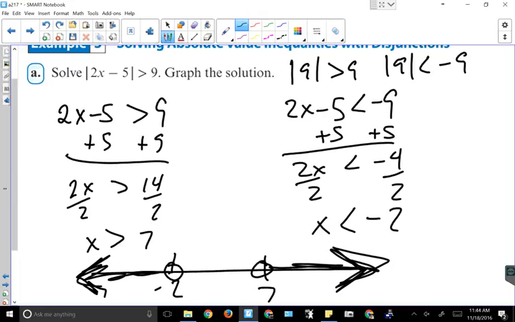Let's pick a number that's between -2 and 7, because that shouldn't work. So give me a number. 4. 2 times 4 is 8. 8 minus 5 is 3. The absolute value of 3 is 3. Is 3 larger than 9? No. So this is a perfectly legal situation. Either x is greater than 7 or x is less than -2. Okay? And this is why it's important to go and pick the numbers, plug them back in, and see what you get.